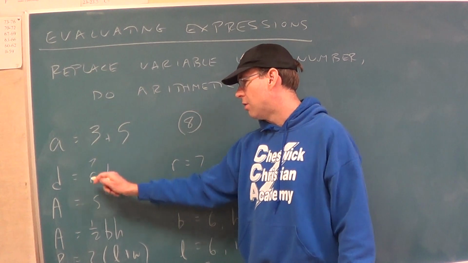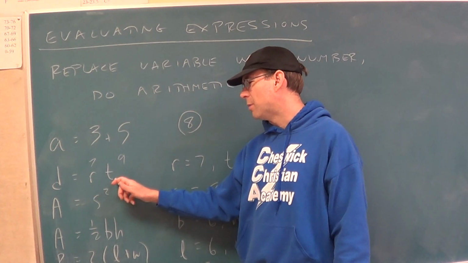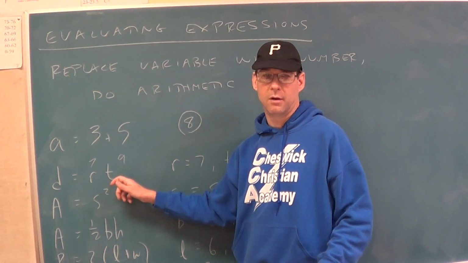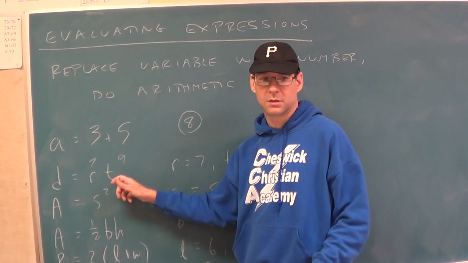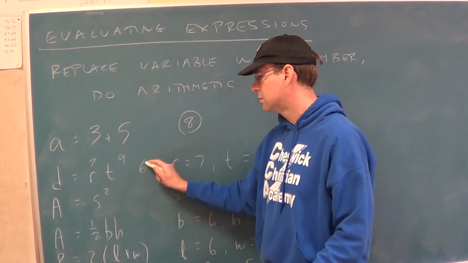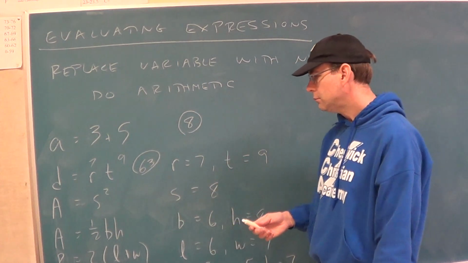if you replace the R with a 7 and a T with a 9, your only other obstacle here is you have to remember what it means when the variables are next to each other. And hopefully somebody remembers that that means they're multiplying. So if you multiply those numbers, that one turns out to be 63, and on we go.